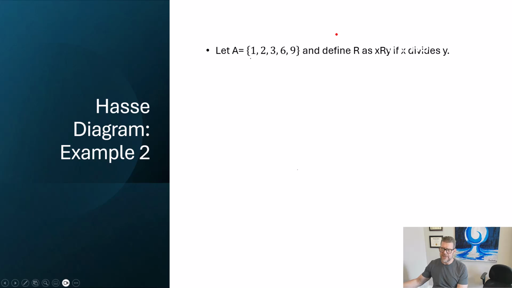Let's take a look at another example. So let's say, for example, we have this x divides y, and what we'll do is we'll notice, okay, well, remember that 1 is our minimal element. And we have 1 going to 2, 1 goes to 3, 1 goes to 6, and 1 goes to 9. Now here's the thing, 2 and 3 are not comparable, so I'm going to need to draw one line to 2 and one line to 3.